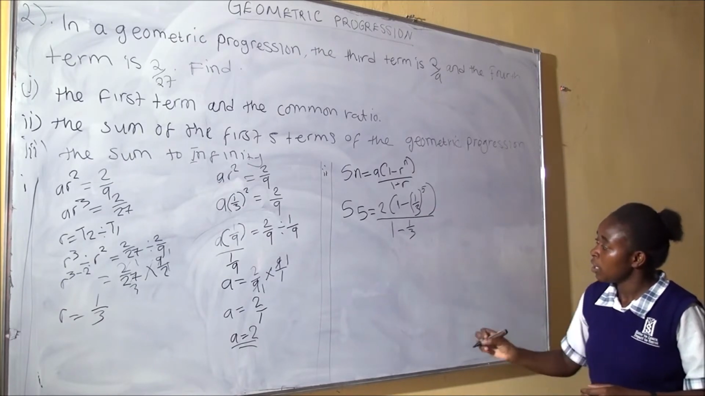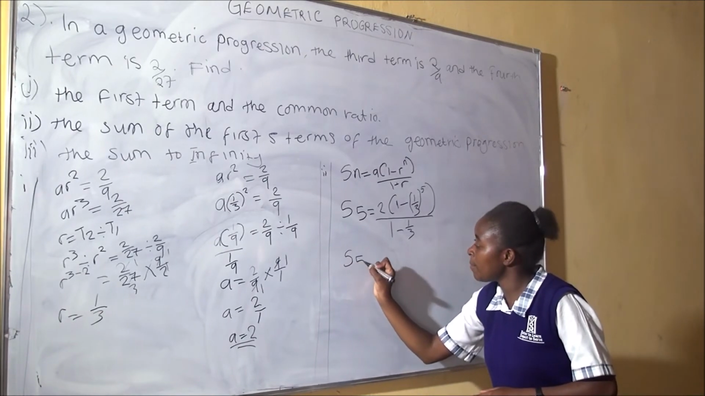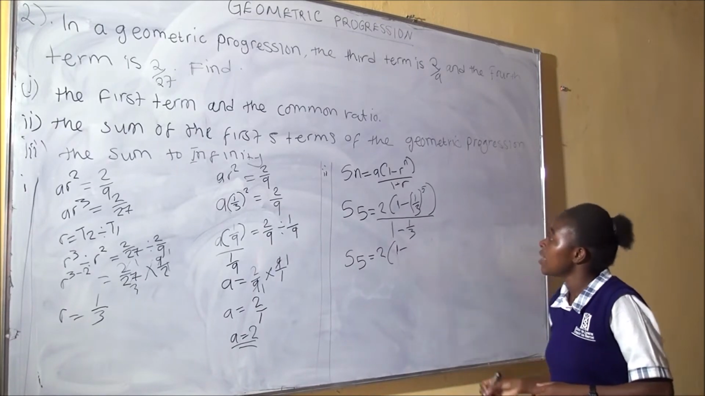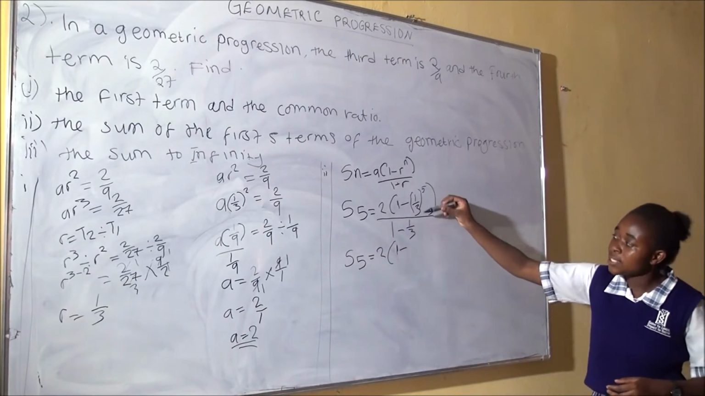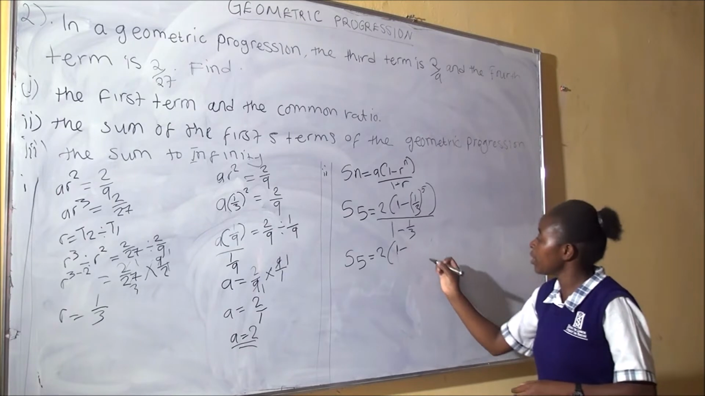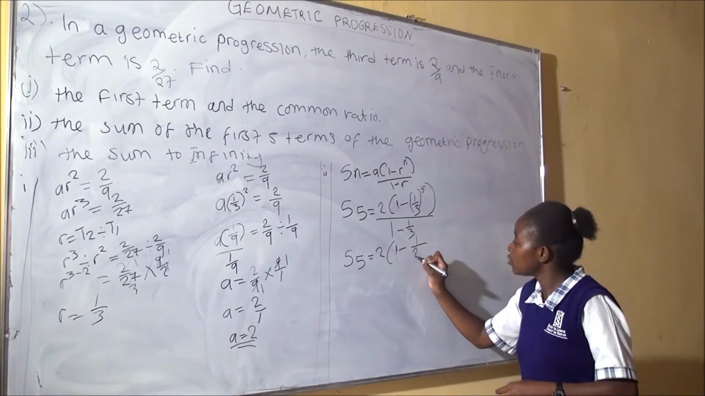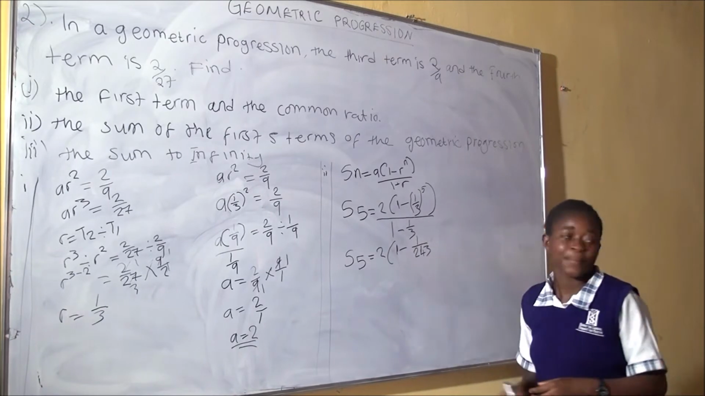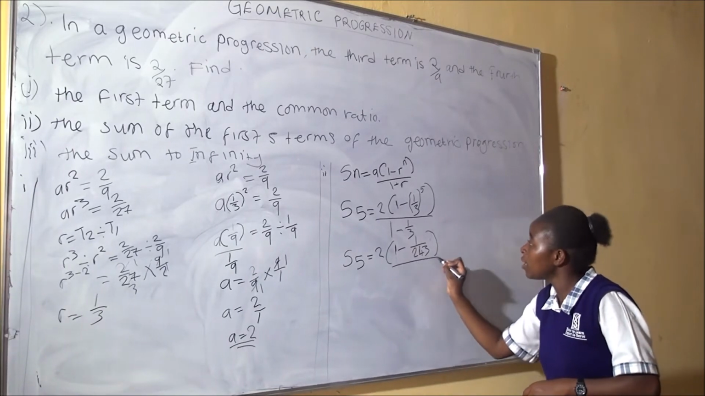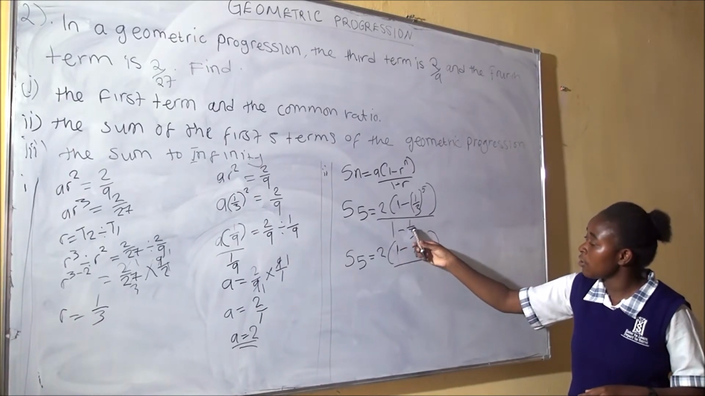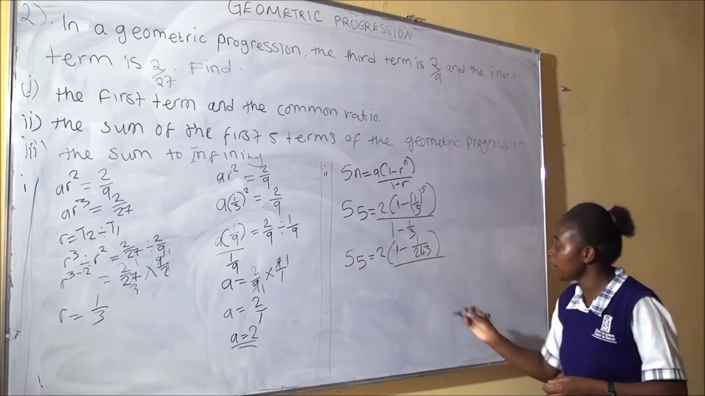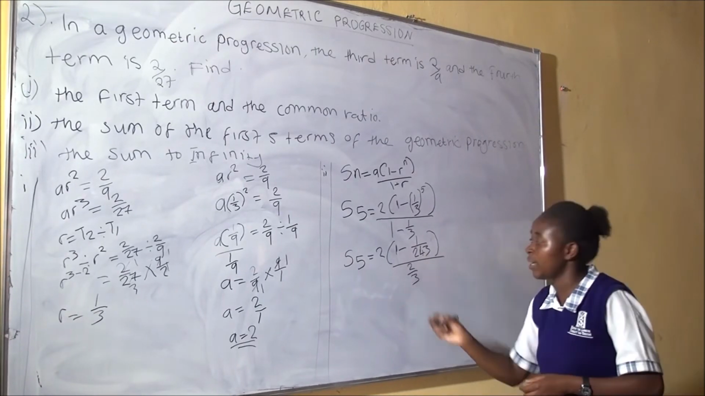We now solve. We have S, the sum, is equal to 2, then 1 minus, then we multiply this common ratio to the power. So we have 1 over 3 to the power 5, which will be 1 over 243, over 1 minus 1 over 3. We'll also subtract this part which is down. We have 1 minus 1 over 3, we'll have 2 over 3.